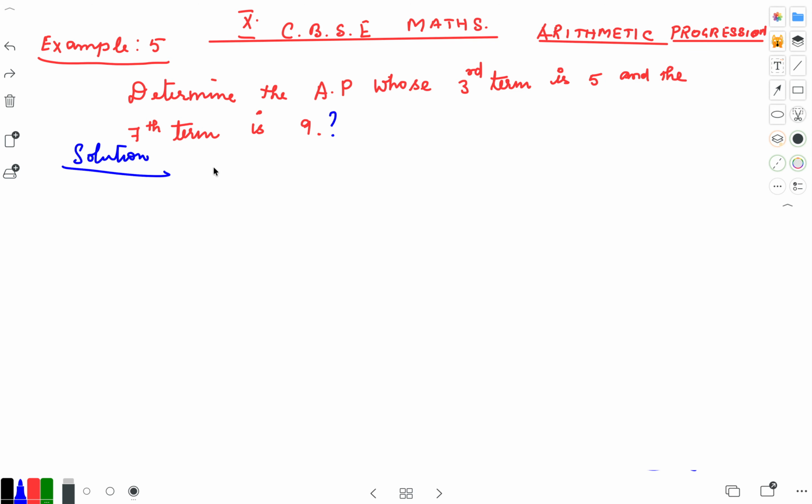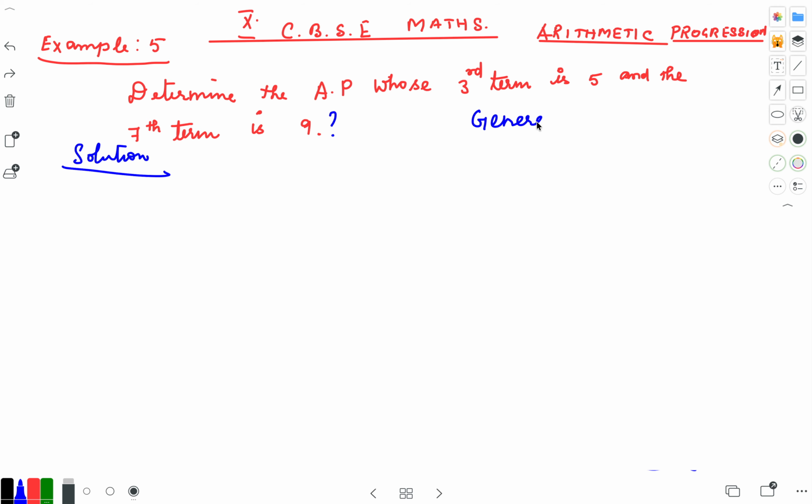Today let us solve example 5 from arithmetic progression. Determine the arithmetic progression whose third term is 5 and the seventh term is 9. What is the general form of an arithmetic progression?